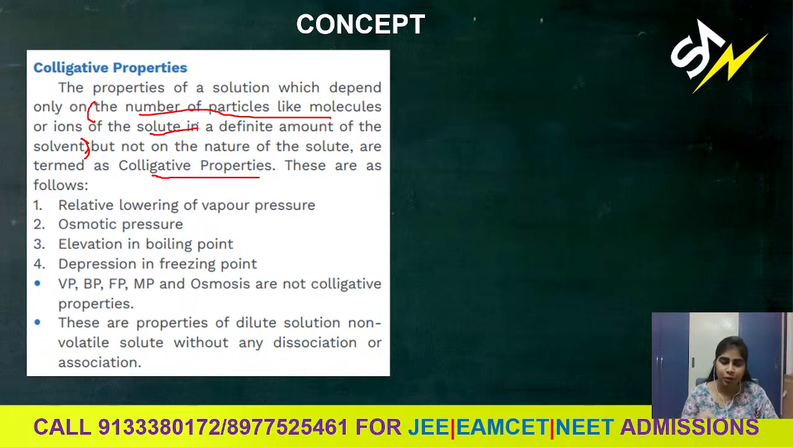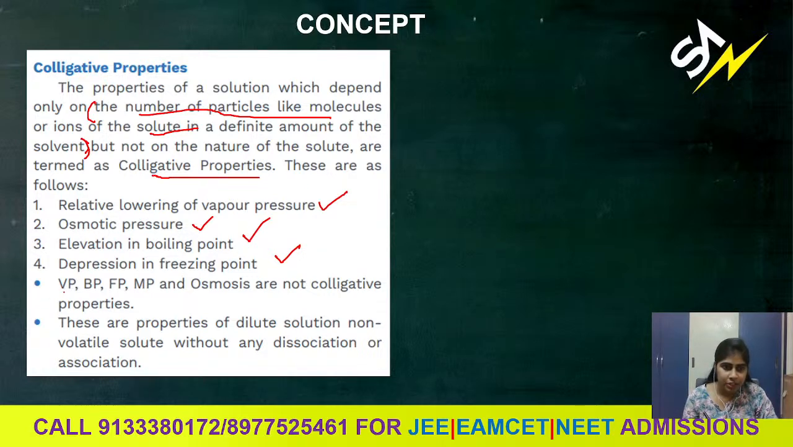There are 4 types of colligative properties. First is relative lowering of vapor pressure. We have seen in Raoult's law also what relative lowering of vapor pressure is. And next, osmotic pressure, elevation in boiling point, depression in freezing point. So these are the colligative properties which depend on the number of particles of the solute that are dissolved in the solvent.